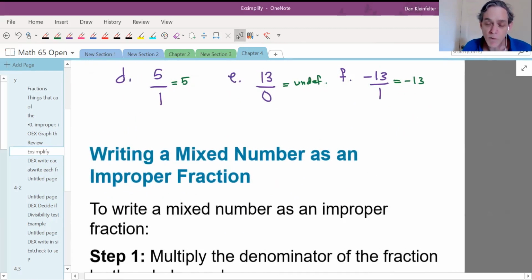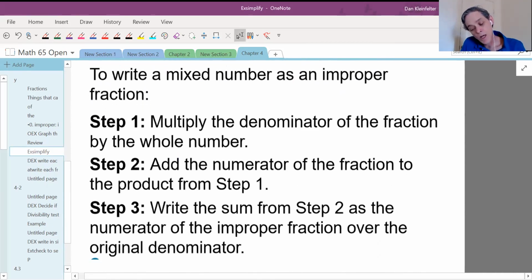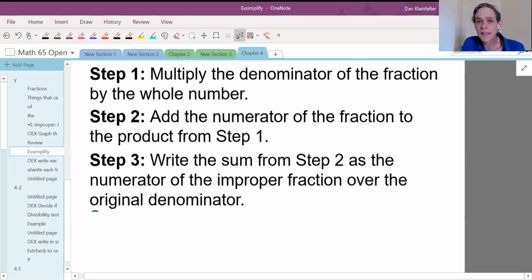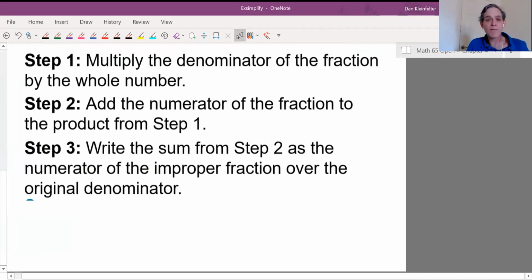Okay, in the next part, we're going to look at how to convert back and forth between mixed numbers and improper fractions. So our first task is to write a mixed number as an improper fraction. There's a couple of steps to this. We'll multiply the denominator of the fraction by the whole number. We'll add the numerator of the fraction to the product from our first step, and we'll write the sum from step 2 as the numerator of the improper fraction over the original denominator. So that is a mouthful. So the best way to see how this goes is by trying it.